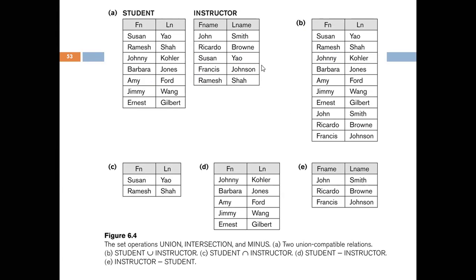So consider this particular table. Here we have two tables, that is student and instructor. Both are union compatible. This is the first name, last name of this. When we perform the union, the result will be as shown in subfigure B. So this subfigure B corresponds to the union operation.